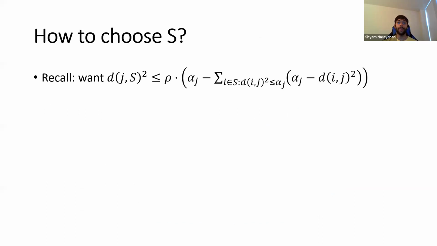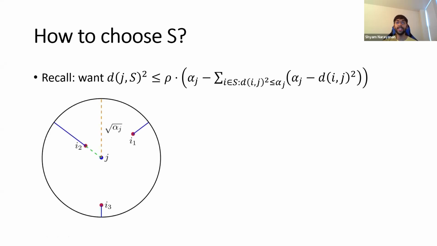So let's just recall what we want. We want this left-hand side to be at most rho times this alpha j minus the sum over i in S of the distance squared from i to j, being at most alpha j minus d(i, j) quantity squared. And this just turns out to be what we want. And we need to choose S so that, at least on average, or preferably for every point j, this inequality holds.